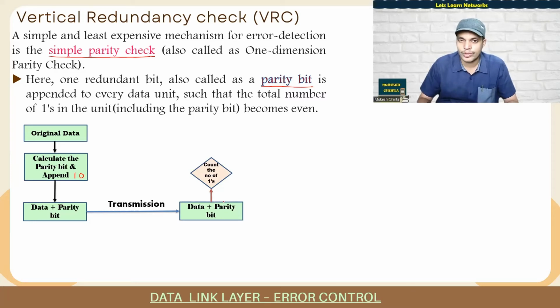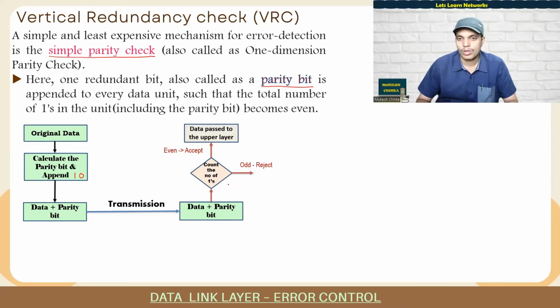Your receiver will do a simple parity check. It will once again count the number of ones. If the transmission does not have any errors, if there are no issues, and you get an even number of ones, then you accept the data as containing no errors and you pass it off to the upper layers. But if the number of ones is odd, then you know that there is some issue during transmission and you reject the data, and the sender will retransmit the entire data unit.